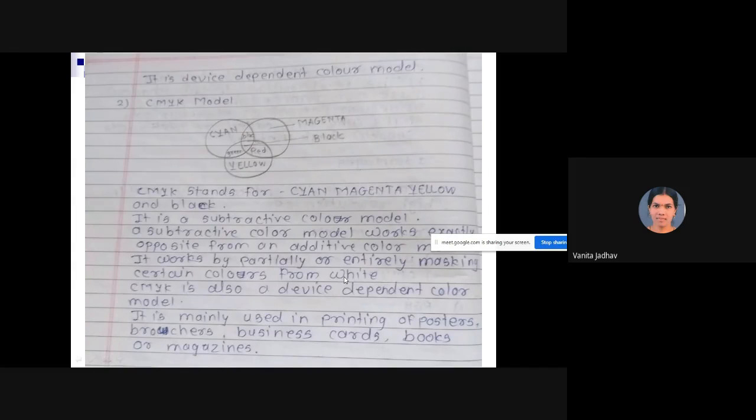Now we'll see the major applications where we are able to use the CMYK color model. It is mainly used in printing of posters, brochures, business cards, books, or magazines. Okay, so got the clear application. So where we are using RGB? RGB we were using with the devices which are using light. And CMYK we are using mostly with papers. So we are using this color model for printing of posters, brochures, business cards, books, or magazines.